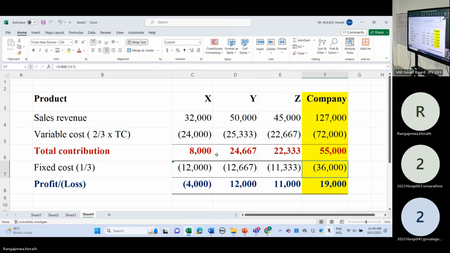Okay? So when 50% of the fixed cost of product X is avoidable, in that case, still dropping is making a loss of 2,000. Why? You can earn 8,000 contribution. When you drop the product, you are losing that 8,000. But on the other hand, you can save a fixed cost of 6,000. Cost saving 6,000, loss of contribution 8,000. So still you have a 2,000 loss. You should not drop the product.